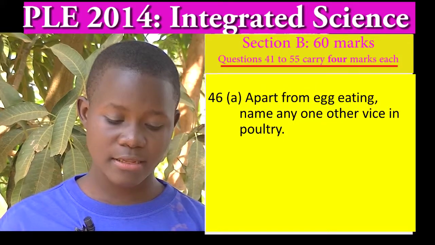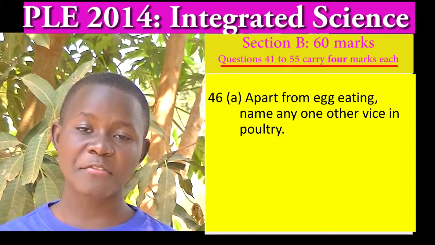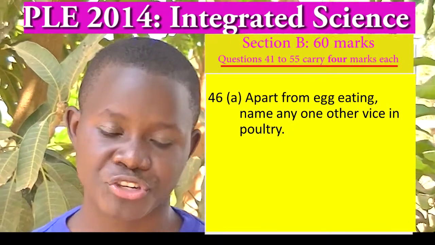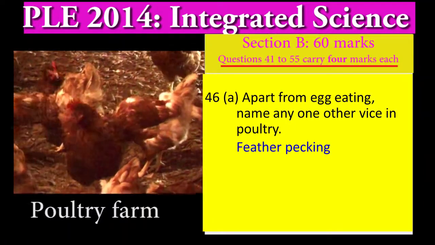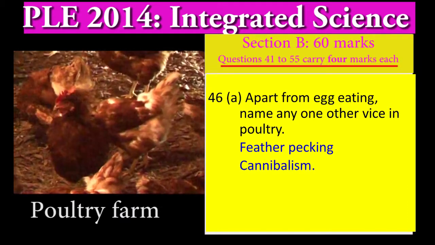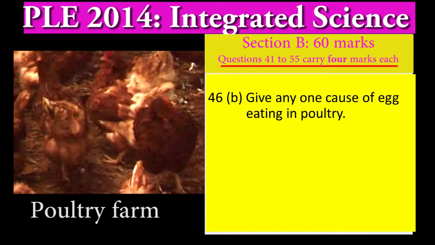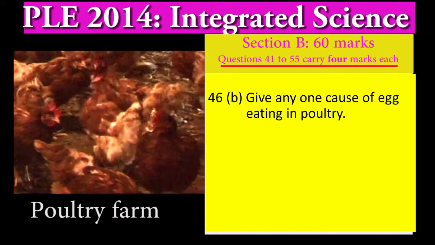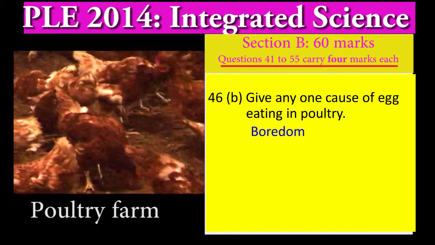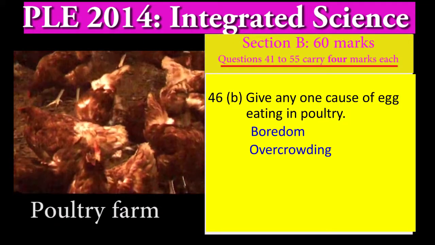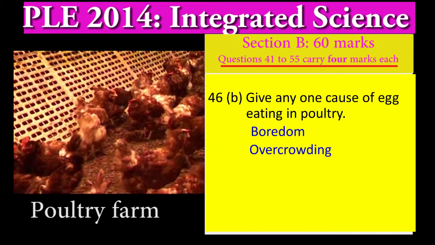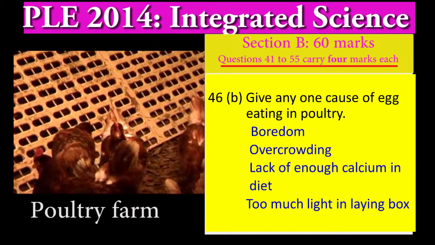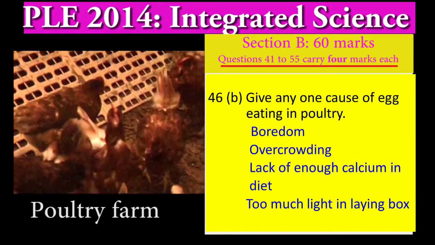Number 46. Apart from egg eating, name any other vice in poultry. Feather pecking, cannibalism. B. Give one cause of egg eating in poultry: boredom, overcrowding, lack of enough calcium in the diet, too much light in the laying box.